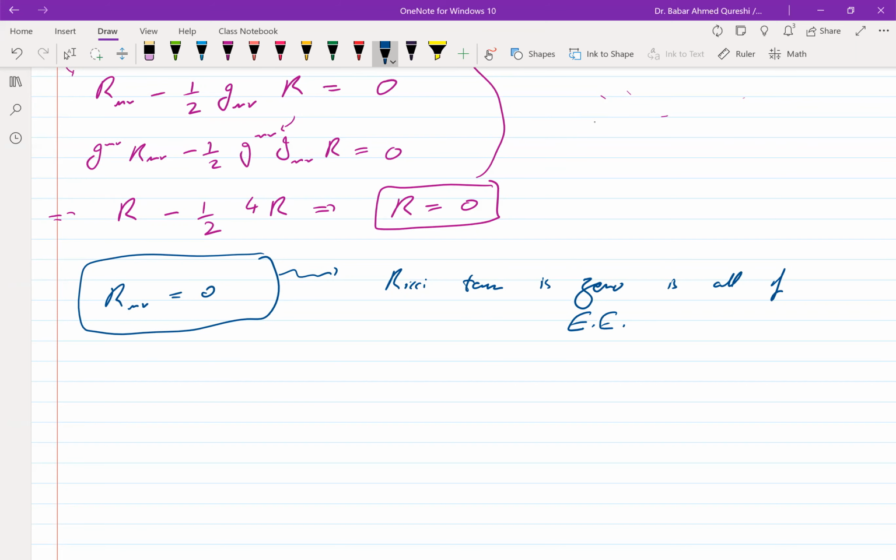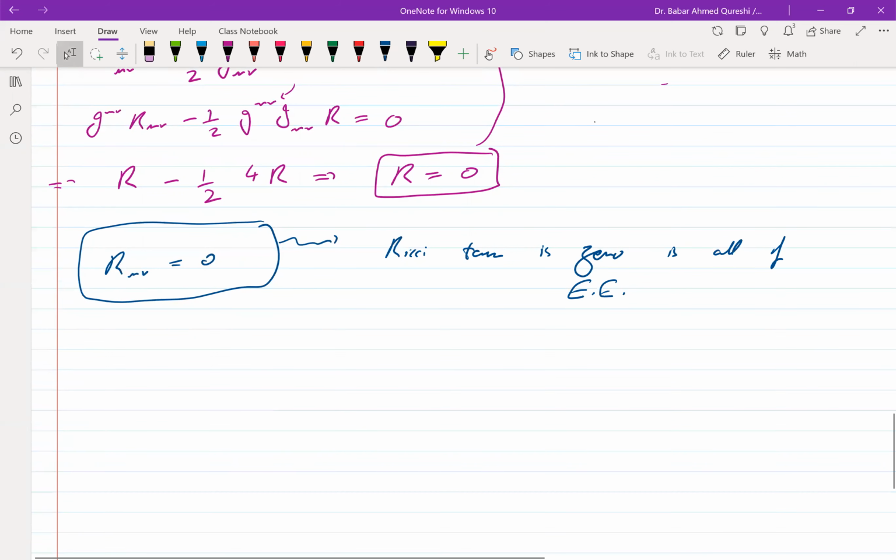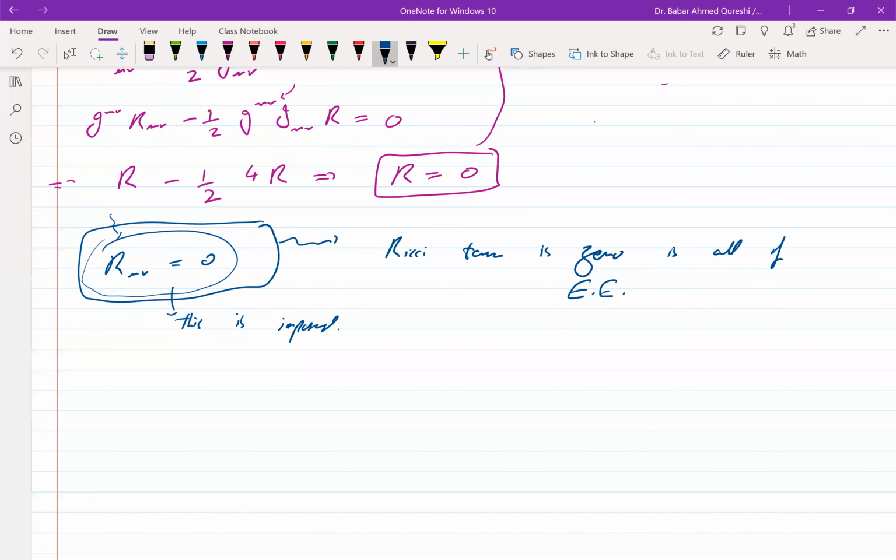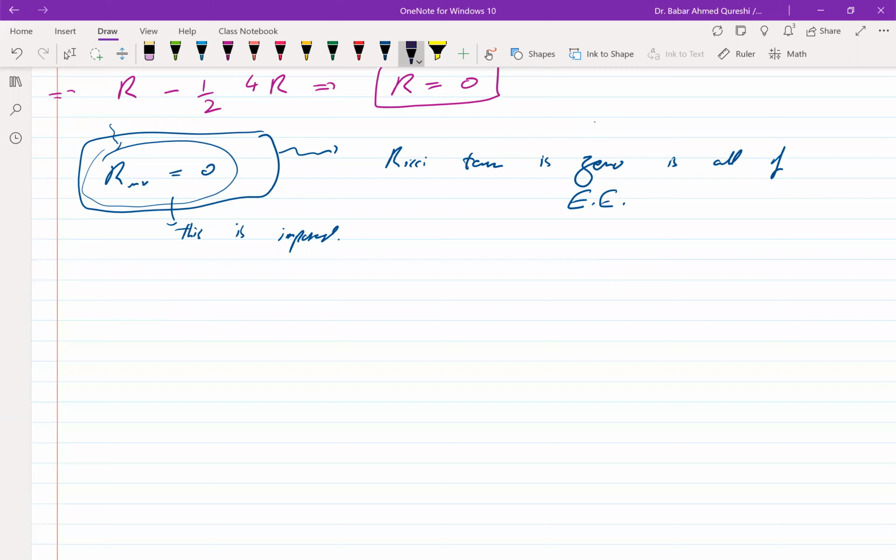However, Ricci tensor is 0, Ricci scalar is 0, but the Riemann tensor is not 0. It doesn't have to be. And you have to compute these factors. You compute the Riemann tensor, and then you have to impose this. This is imposed. Now take this as a homework. It's not hard. It's a lengthy calculation, but not hard. I was able to do it in not much long time.